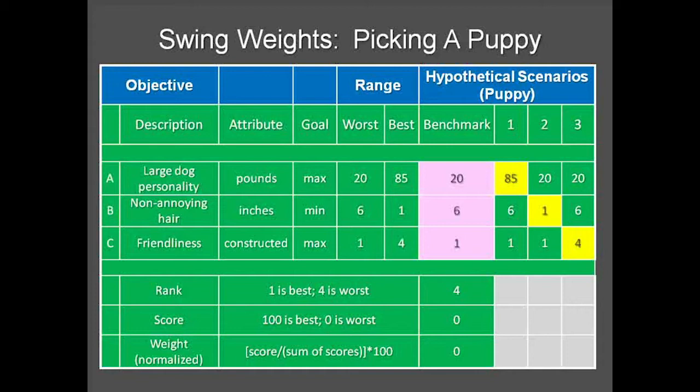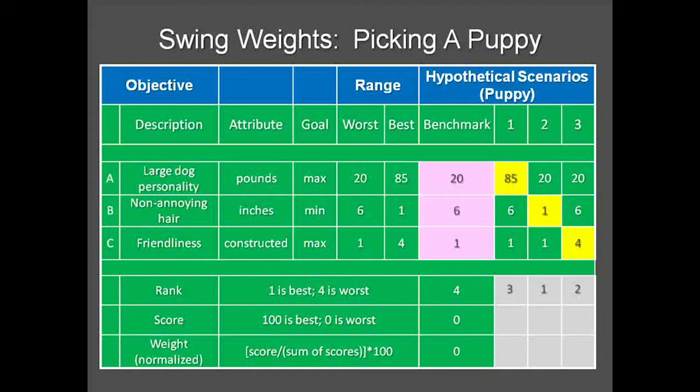and 3. And so maybe in this case, our decision maker thinks he'll give a 1 to the non-annoying hair objective because the swing from 6 to 1 really means a lot to that decision maker. Maybe our decision maker gives a 2 to the friendliness objective, the scenario associated with the friendliness objective, where the dog is still small and hairy, but at least it's friendly. And then last, the large dog personality is ranked 3rd. Now we know the importance of those objectives in terms of the ranks, but now we actually have to get scores. Yes, 1 is ranked better than 2, but how much better is it?